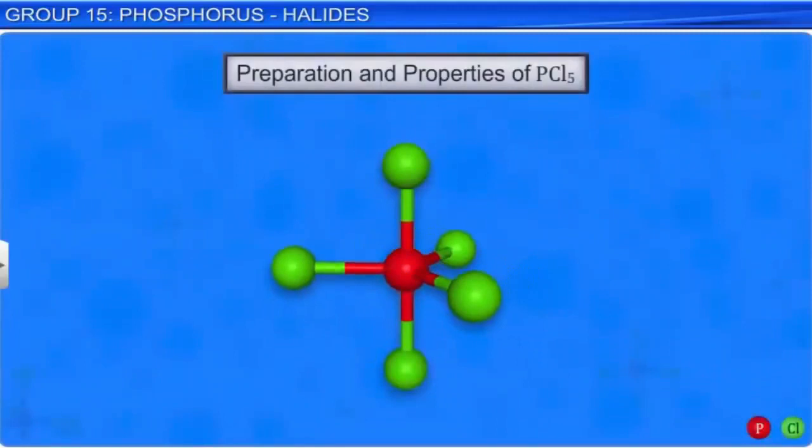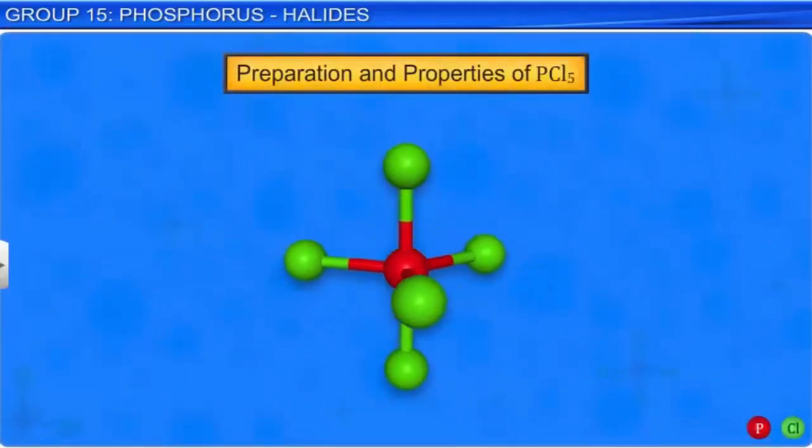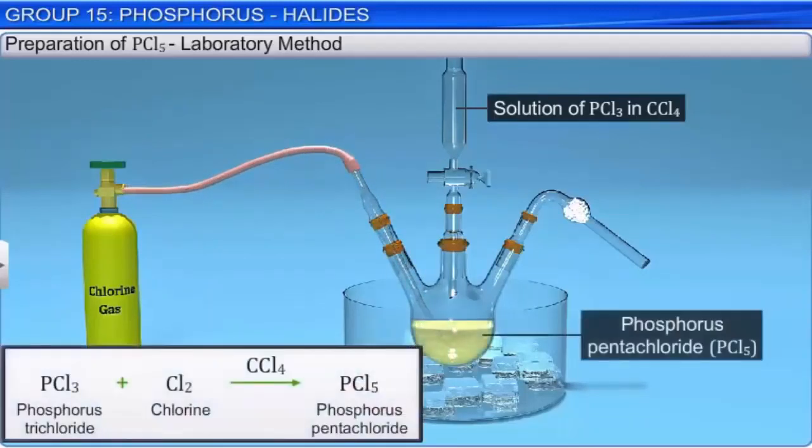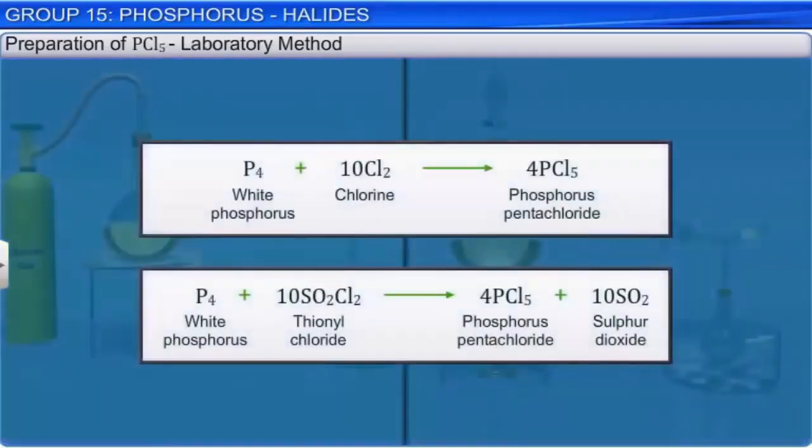Let's now move on to the preparation and properties of phosphorus pentachloride. In the laboratory, phosphorus pentachloride is generally prepared by passing excess chlorine into a solution of phosphorus trichloride in carbon tetrachloride. Phosphorus pentachloride can also be prepared by using these methods.